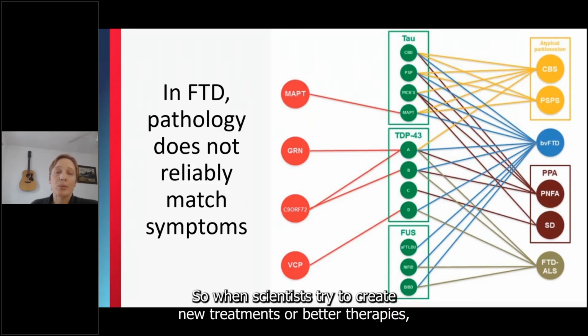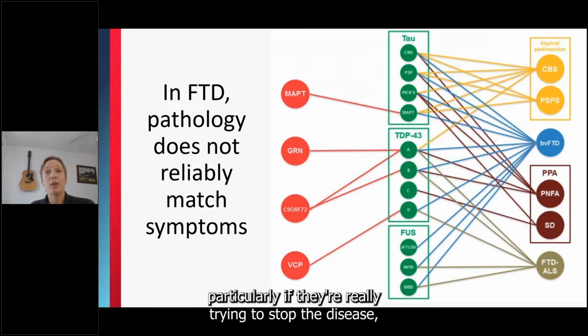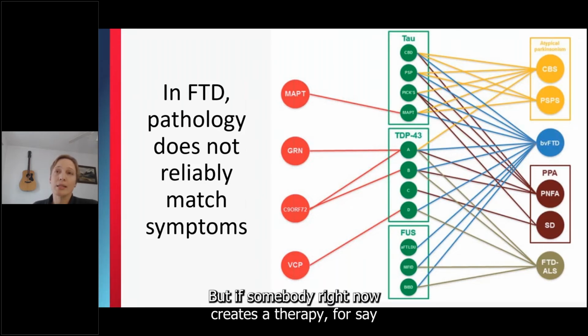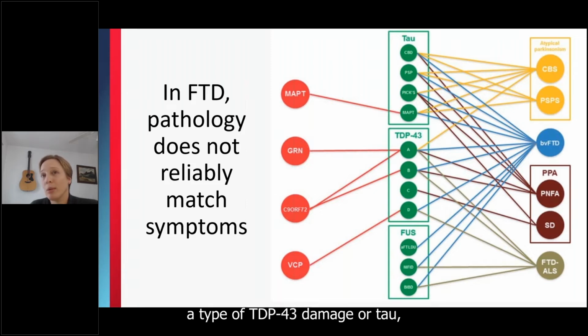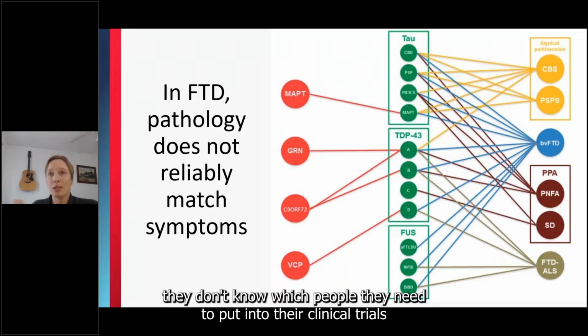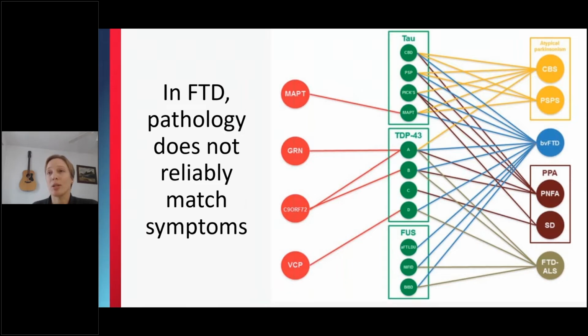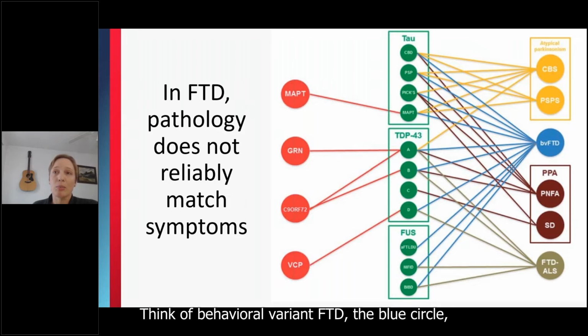So, when scientists try to create new treatments or better therapies, particularly if they're really trying to stop the disease, then they need to go at the underlying causes of the damage. But if somebody right now creates a therapy against, say, a type of TDP-43 damage or tau, they don't know which people they need to put into their clinical trials because they don't know which people have which causes of damage. Say if they go at behavioral variant FTD, the blue circle, you can see that it's going to pretty much every single different type of those underlying causes of damage.